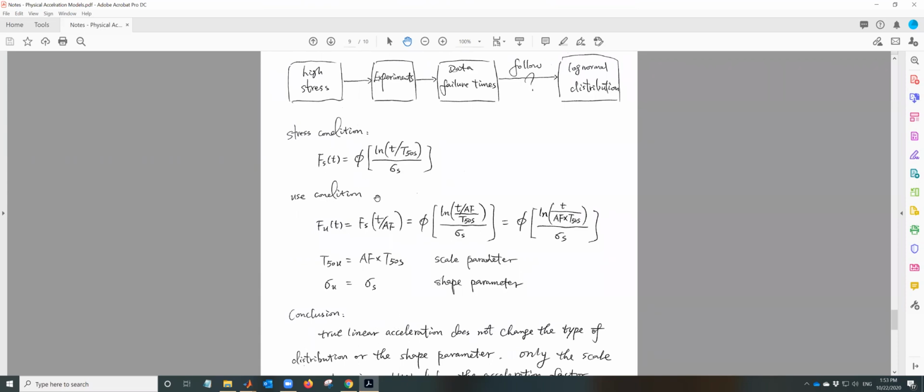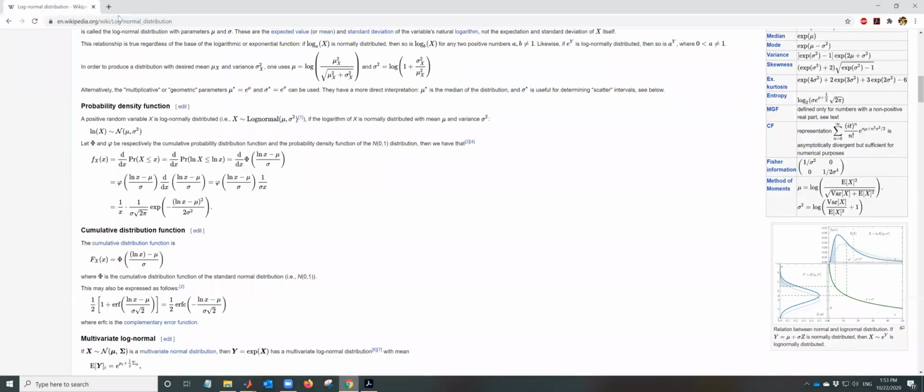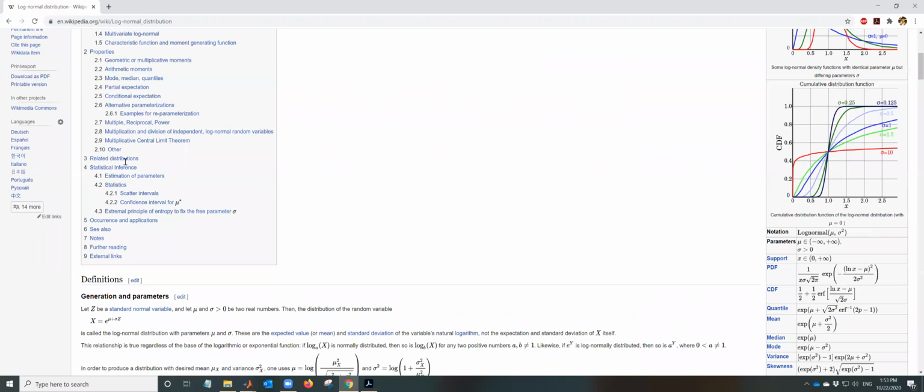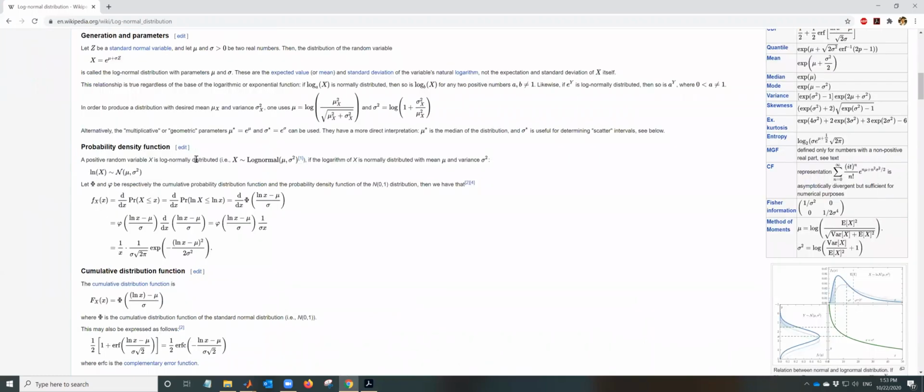So this, we directly use the log normal distribution. If you don't know the log normal distribution, you can go to Wikipedia, or just search for log normal distribution. It will show you different kinds of log normal distributions. If a random variable x is log normally distributed, then if you take the log of x, it will become normally distributed.